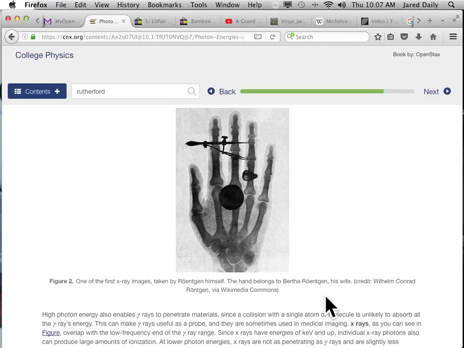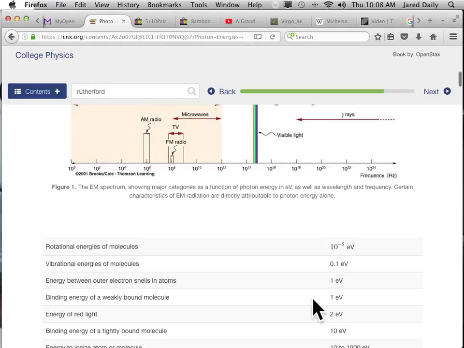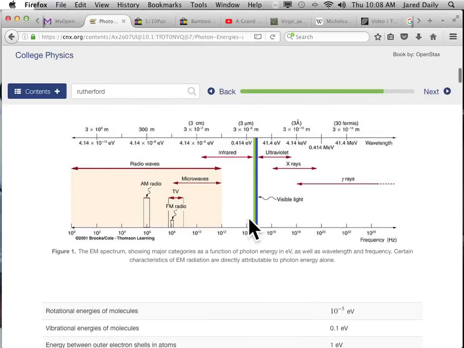Here's one of the first X-ray images taken by Röntgen. This is his wife's hand, and she's also wearing a ring. This is just to demonstrate that very high energy light has slightly different abilities than low energy light. High energy light, which are X-rays and gamma rays and ultraviolet out here, they have different properties. They can do different things.